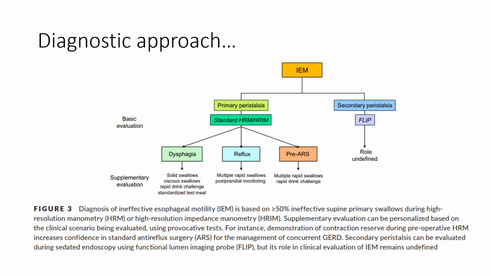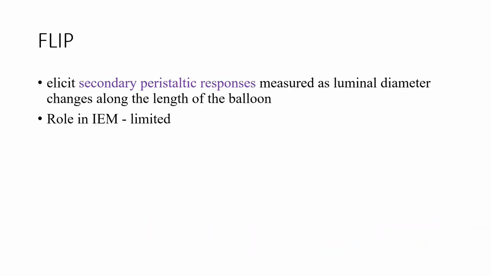FLIP, on the other hand, the data seems to be limited, and we need more evidence in the future. FLIP can be used to elicit secondary peristaltic responses, where we can measure the luminal diameter changes along the length of the balloon. However, as mentioned earlier, the evidence is rather limited.